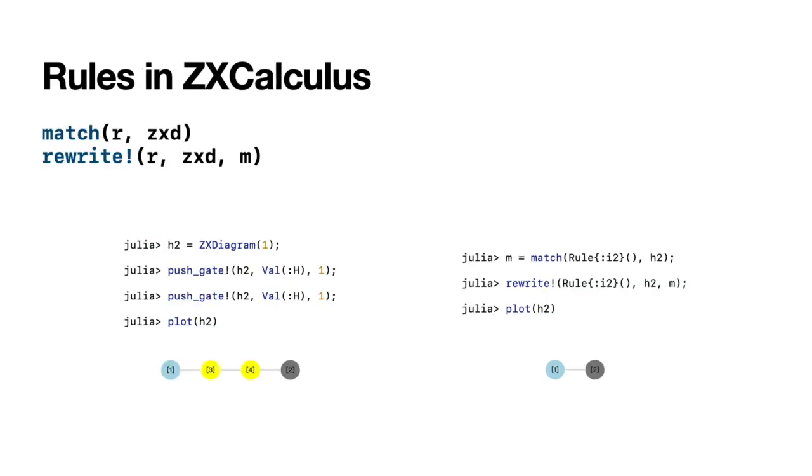To use rules in the ZX calculus, we can use the match and rewrite function. In this example, we will show how to get the simple identity that 2 Hadamard gates equal an identity. We first create a ZX diagram with 2 Hadamard gates by using the push_gate function. On the right, we first match the i2 rule, then apply this rule on all matched subgraphs. Finally, we get the identity.